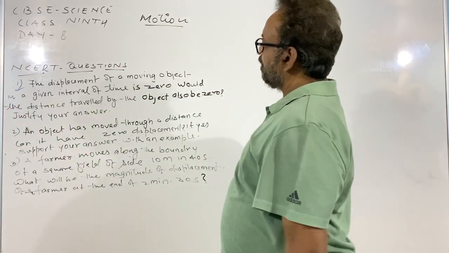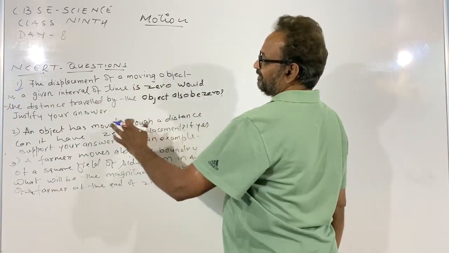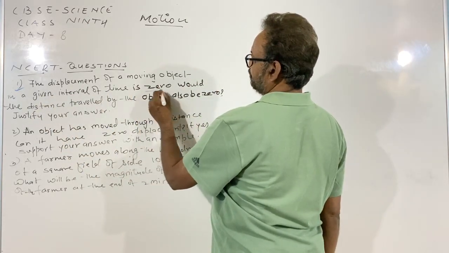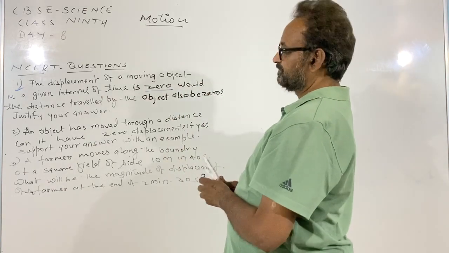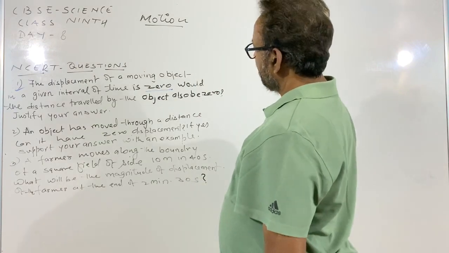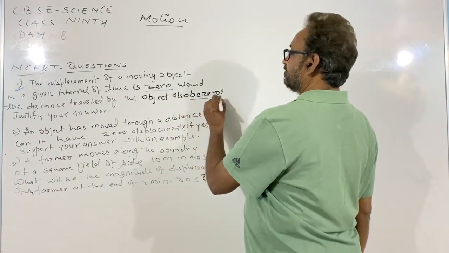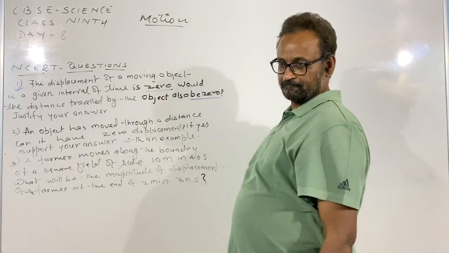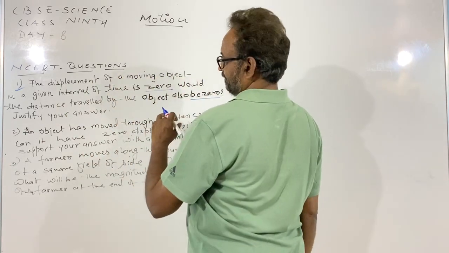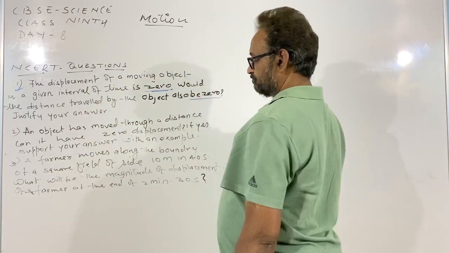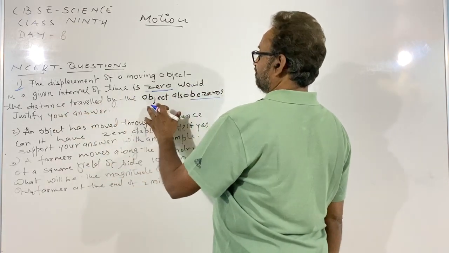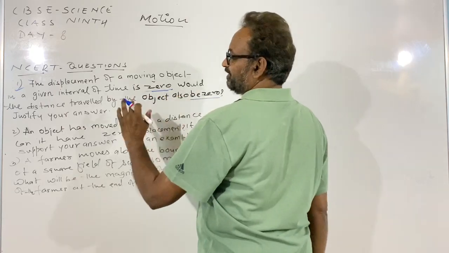The displacement of a moving object in a given interval of time is 0. Would the distance travelled by the object also be 0?